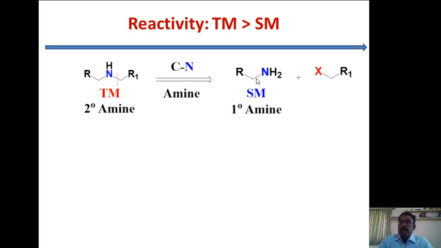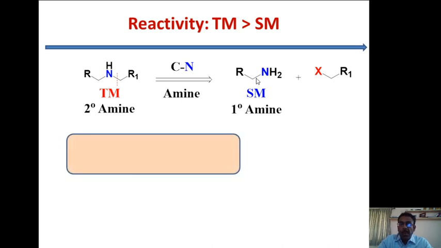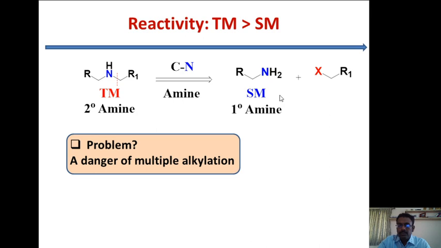So it's a secondary amine and a primary amine. Which one is more reactive? Yes, the secondary amine is more reactive because here you have more electron density. The electron density is more over this nitrogen than this nitrogen, so it is more basic and more reactive compared to the primary amine. Suppose you take this starting material and react here, you will have a problem. What kind of problem? A danger of multiple alkylation.